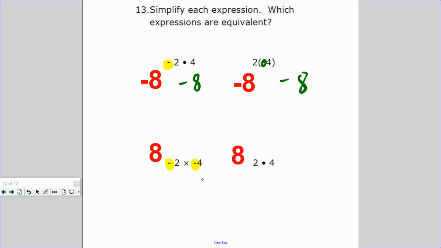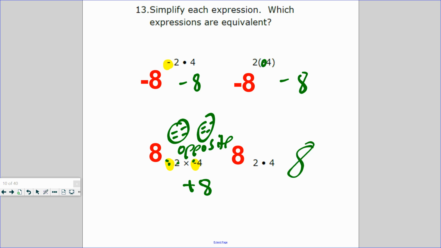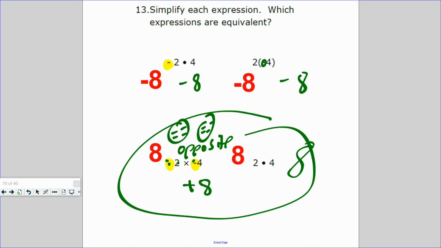2 times 4 is 8, opposite of a negative is a positive. Or, some of you in class prefer it this way. 2 groups of -4. 1, 2, 3, 4. 1, 2, 3, 4. This negative right here means you do the opposite. The opposite of -8 is +8. And last but not least, 2 times 4 is 8. So which expression are equivalent? These two, these two.